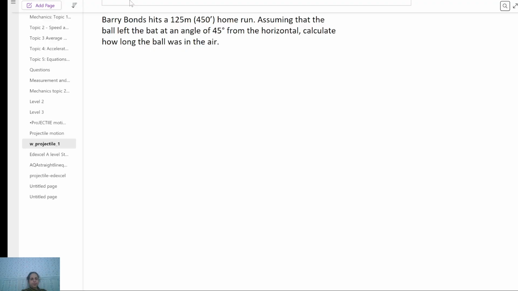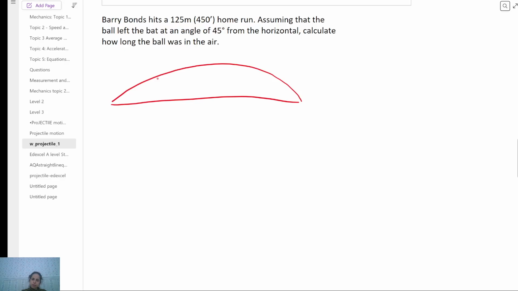Now the horizontal distance that the ball has traveled is 125 meters, and the angle it is being projected is 45 degrees. So you have to calculate how long the ball was in the air. Clearly this seems a little lengthy because this is my motion. So this is my speed at which that person must have hit the ball, and the angle was 45. This is 125 meters. I was asking how long the ball was in air.